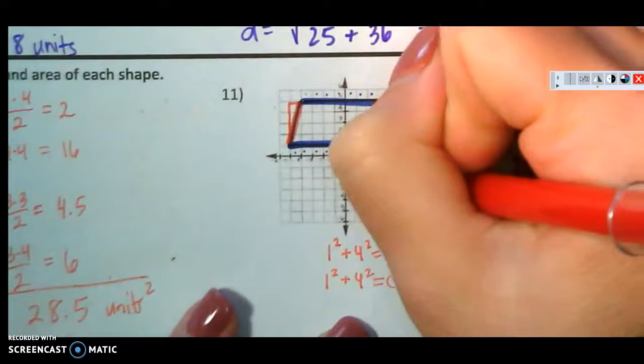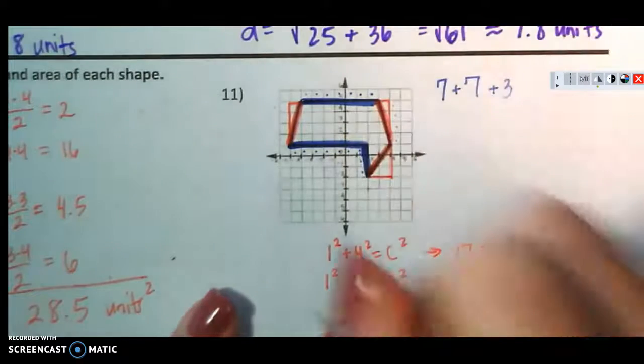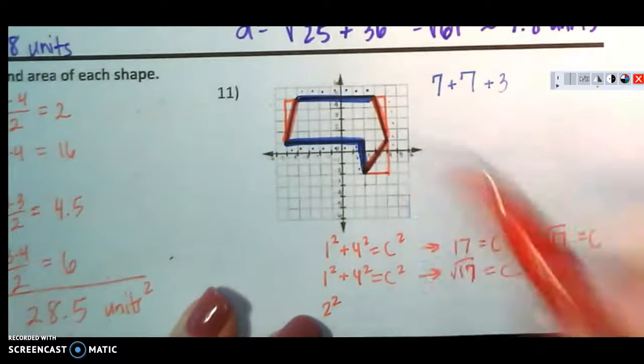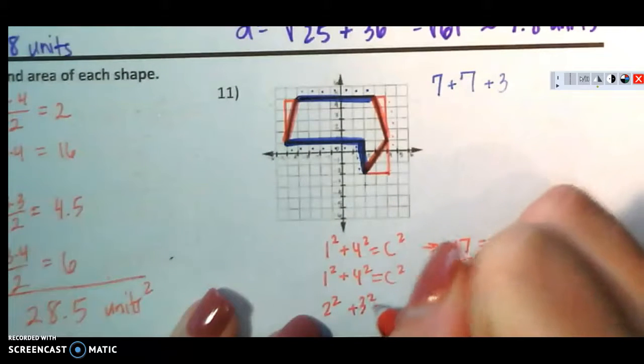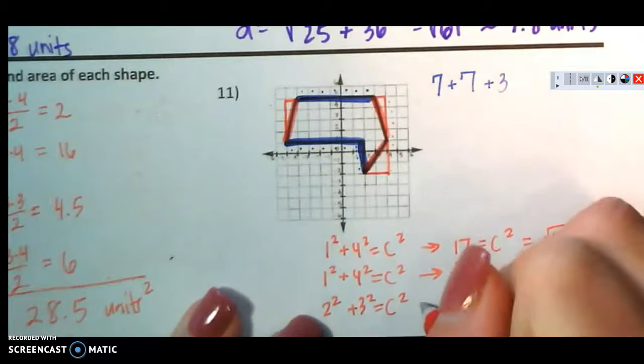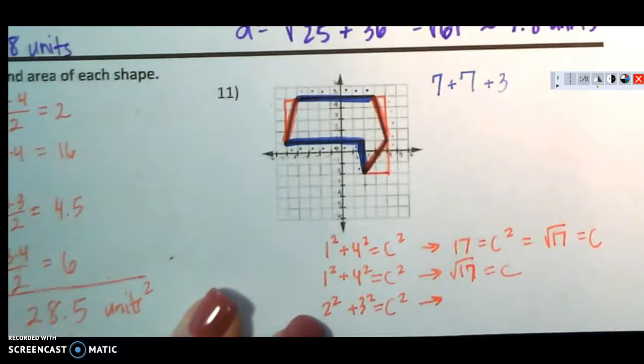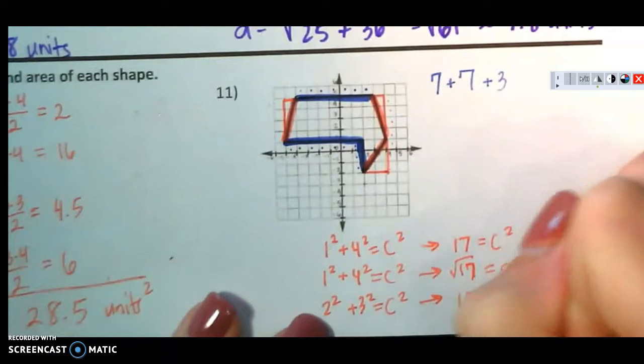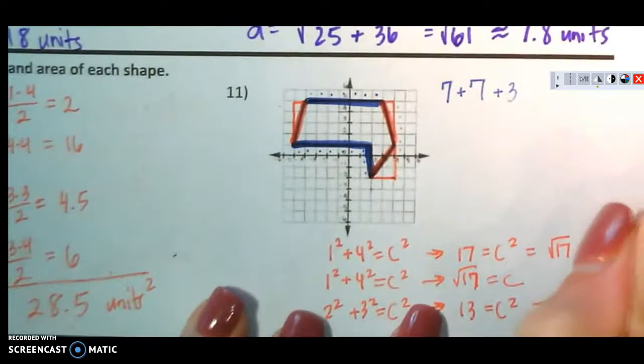We're going to form a right triangle. So that's going to be 2 squared plus 1, 2, 3 squared equals that hypotenuse squared. 2 squared is 4, 3 squared is 9, 4 plus 9 is 13. And then we'll take the square root of both sides.